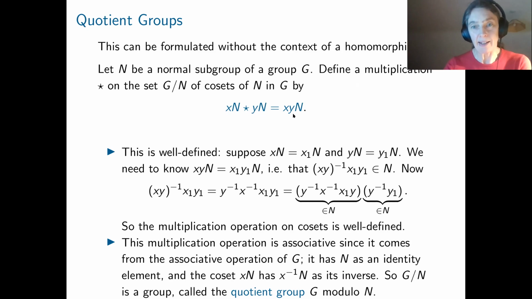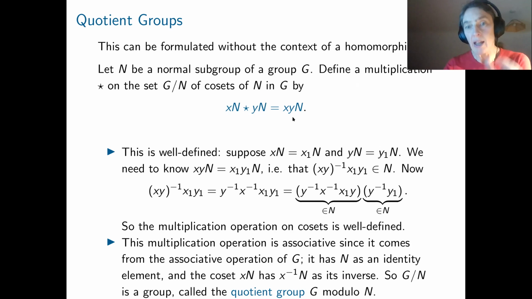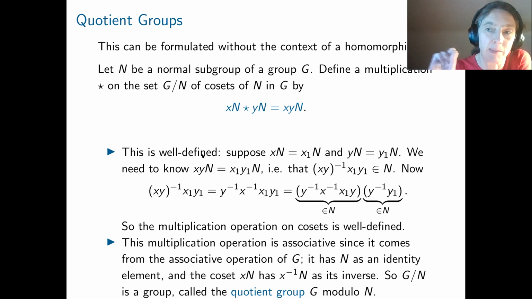know that the coset represented by the xy that you end up with does not depend on the particular choice that you make of a representative x of xN, and a representative y of your second coset yN. So the first bullet point here confirms that this operation is in fact well defined, but that depends on the fact that the subgroup N is normal in the group G.